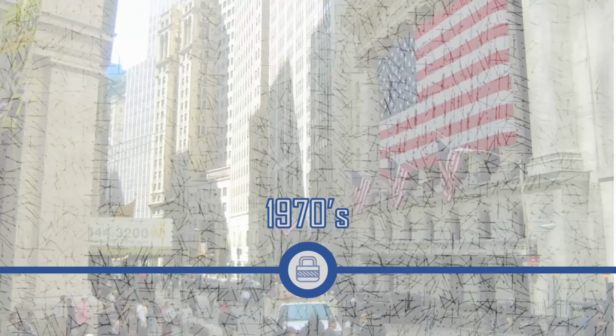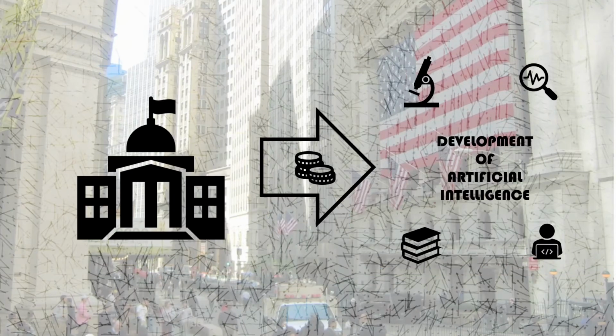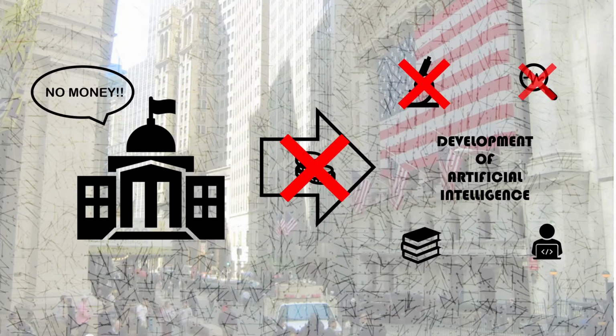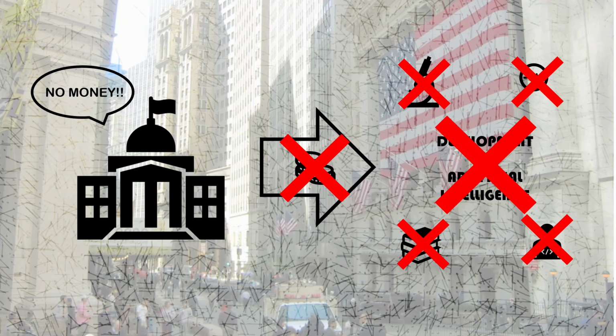In the 1970s, the development of AI was limited by the government due to financial problems. Therefore, naturally, a lot of challenges and hindrances were met by AI scientists and engineers. Most of the research teams had their progress on AI slowed down.